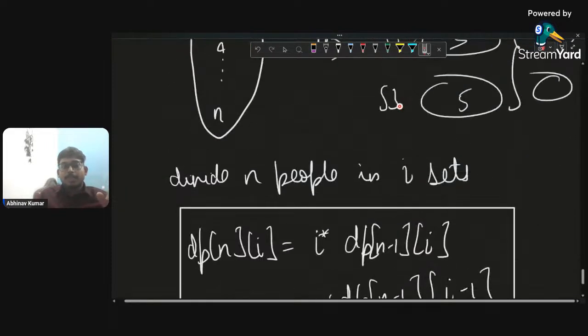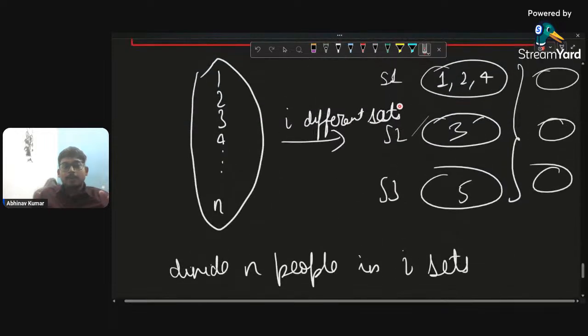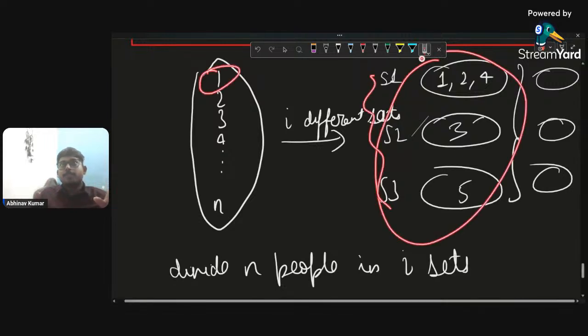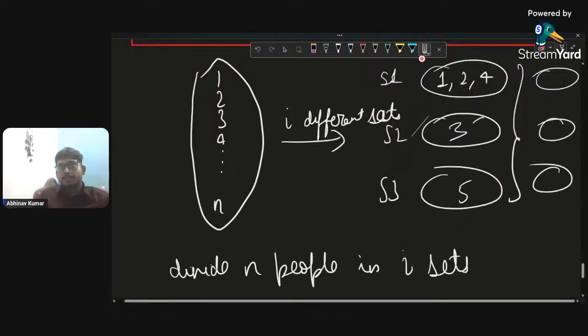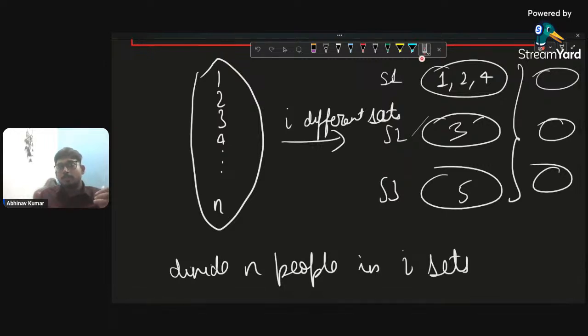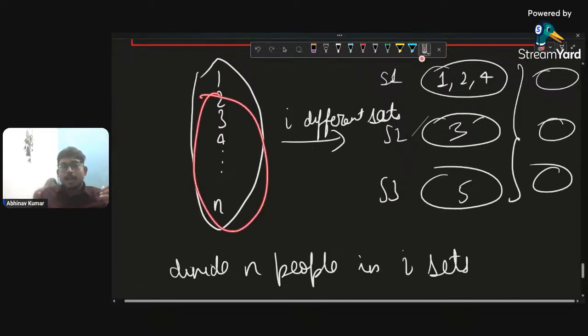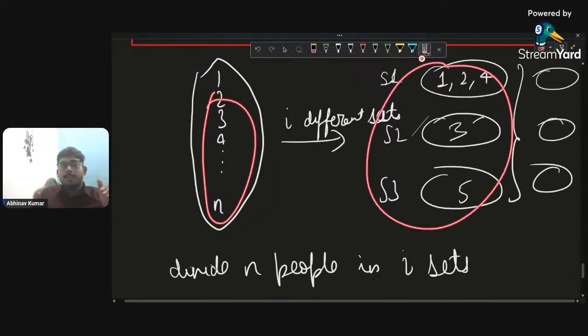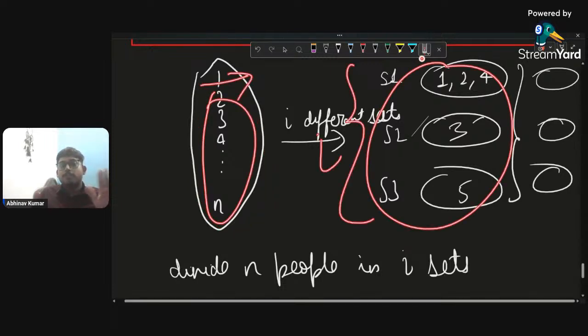So the remaining n minus 1 people are divided into i non-empty sets. If there are i non-empty sets, in that case place the first person in any one of those i sets. That is one way to keep the first person not alone. So divide n minus 1 people into i different sets and assign the first person to any one of those i sets.